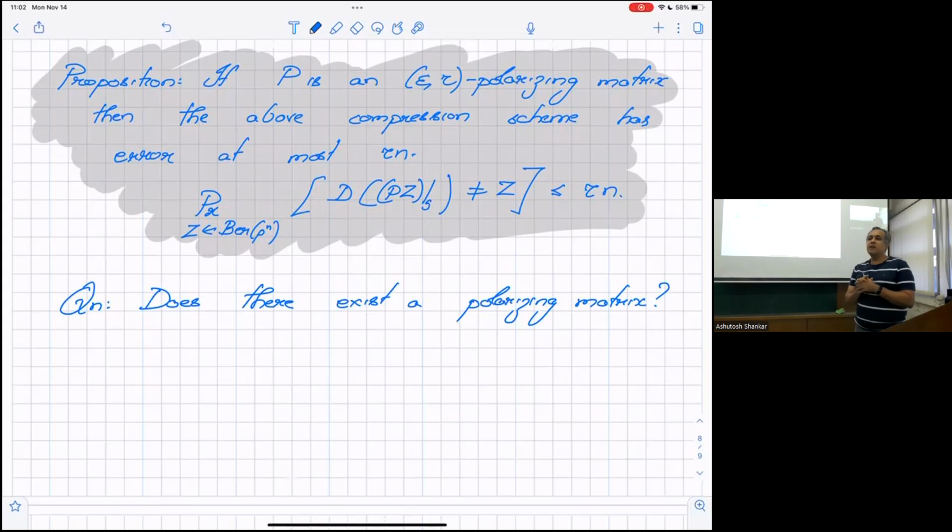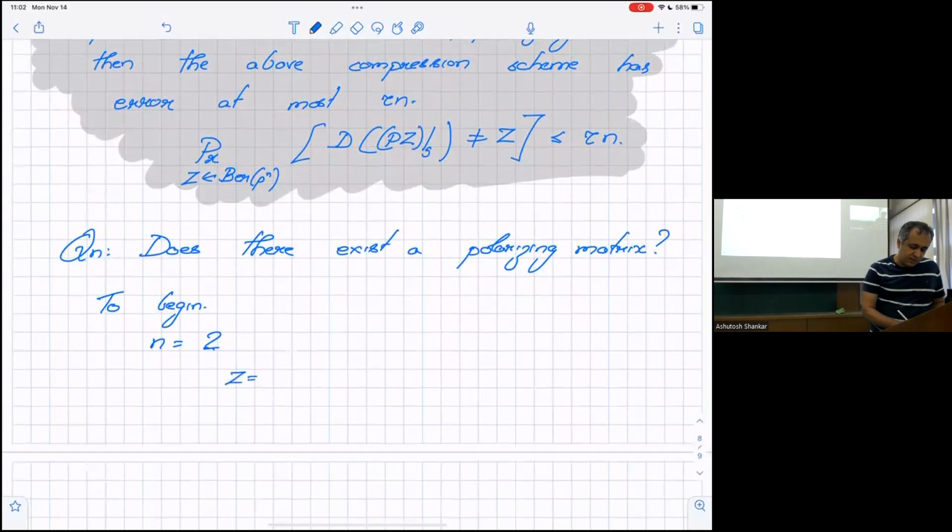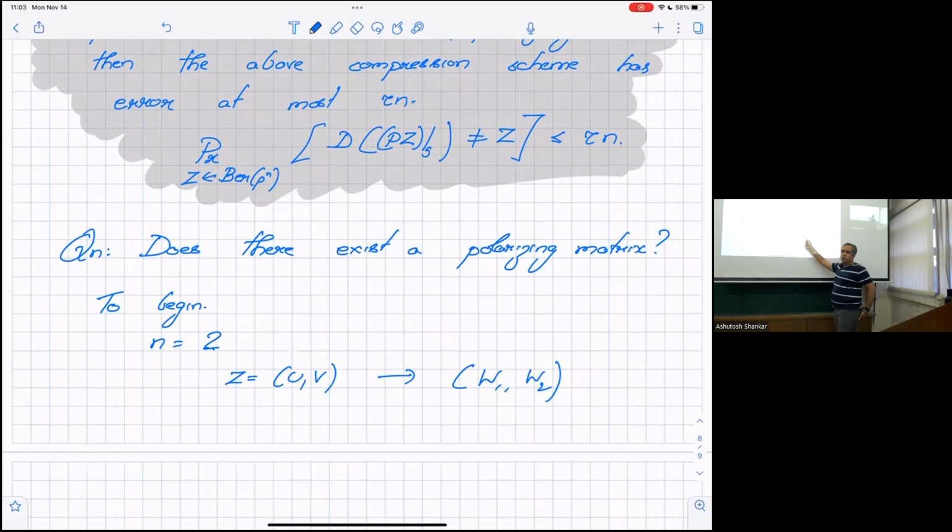So let's start with the very basic. For n equals 2, is there a polarizing matrix? So I have two bits, Z is equal to UV. I need to output two other bits, say W1, W2. What should W1 be? These are also bits, but they are some functions of UV.